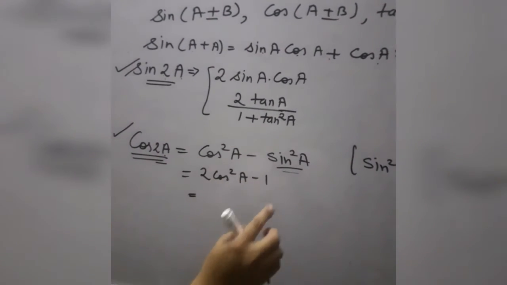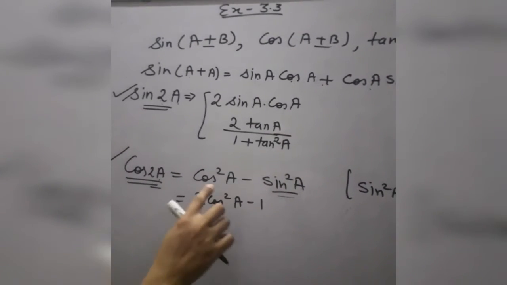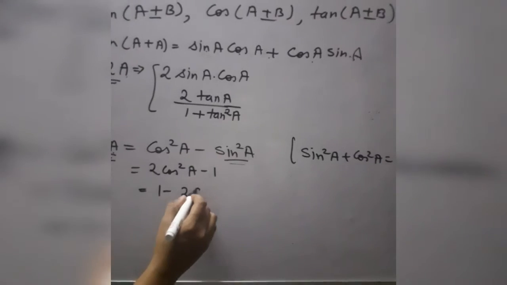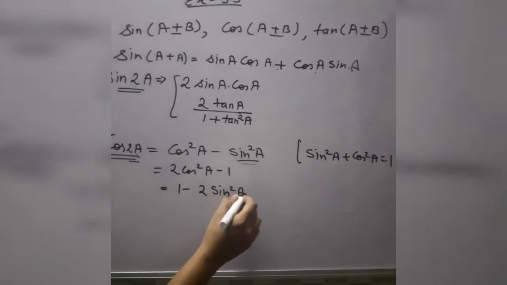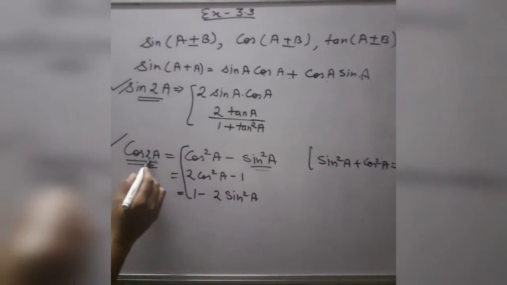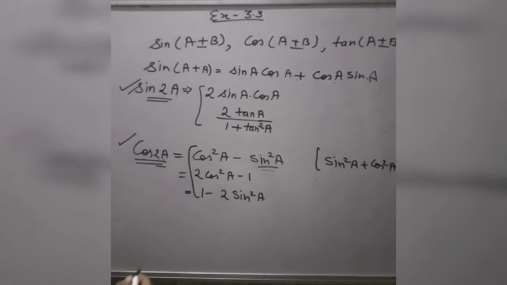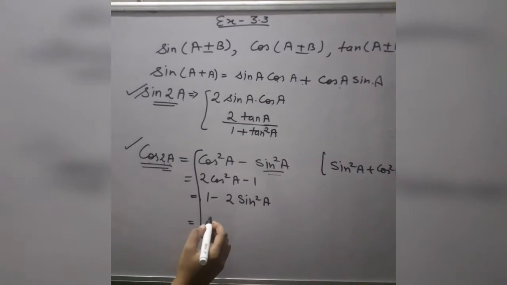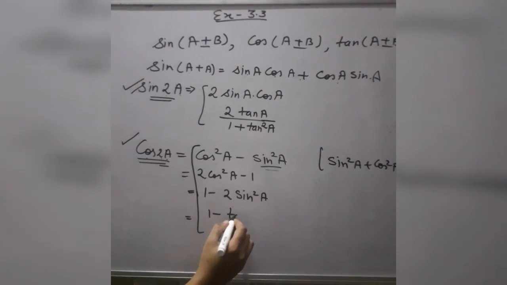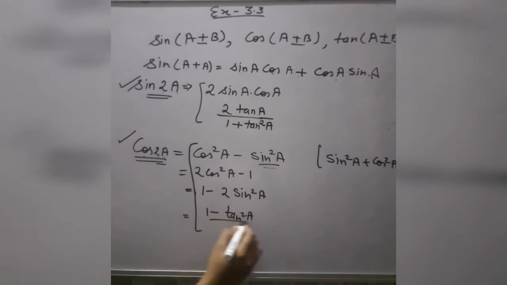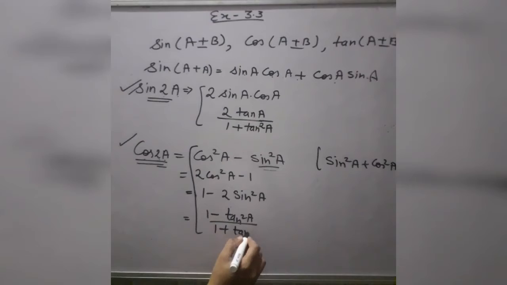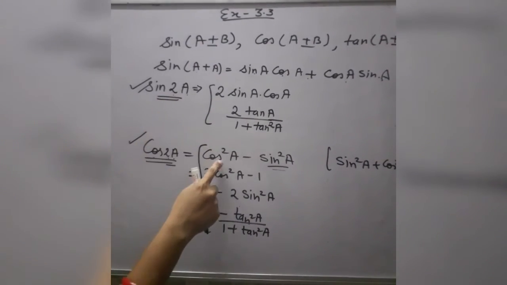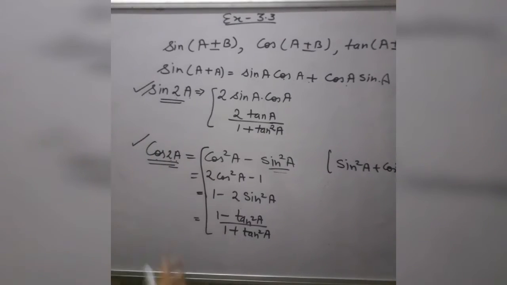So the second formula for cos 2A is 2 cos square A minus 1. Similarly, if sin square A remains as it is, in place of cos square A you will put 1 minus sin square A. It gives you 1 minus 2 sin square A. So these are the 3 formulas of cos 2A in terms of sin and cos. One more formula for cos 2A is there, which is in terms of tangent. This is 1 minus tan square A divided by 1 plus tangent square A. So you will learn these 2 formulas of sin 2A and these 4 formulas for cos 2A.